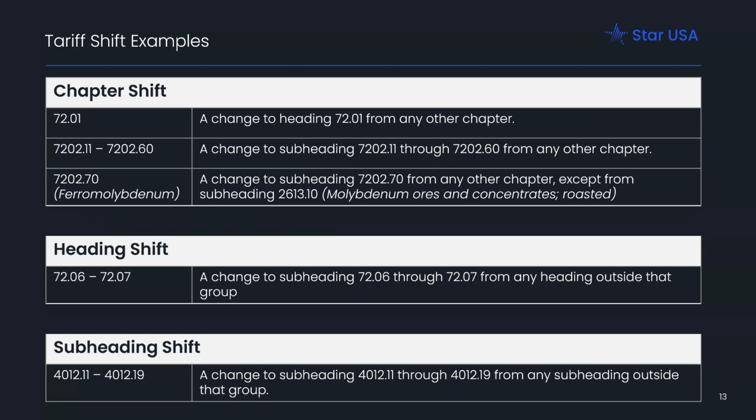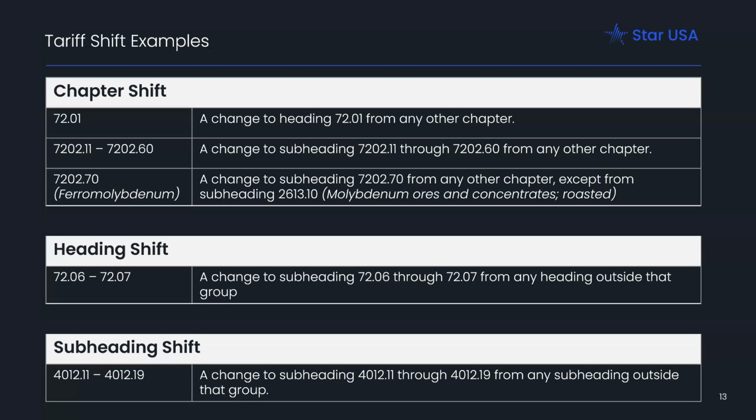And then you can be a little bit more specific, still being chapter shift, but being a little bit more particular on which HTSs are meeting that chapter shift. And this is a change to subheading 7202.11 through 7202.60 inclusive from any other chapter. So again, if it's coming from a chapter outside of 72 into one of these subheadings, 7202.11 through 7202.60, then it is going to meet the shift.